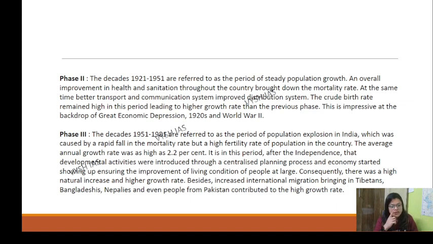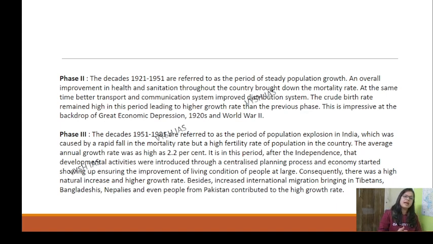Besides this, the increase in international migration, bringing in Tibetans, Bangladeshis, Nepalis, and even people of Pakistan, contributed to the high growth rate. Migration was there because the pull factors were very high. You must have studied migration, and we'll study it in the fundamentals also. Push factors were not high; the pull factors of migration here in India were very high.